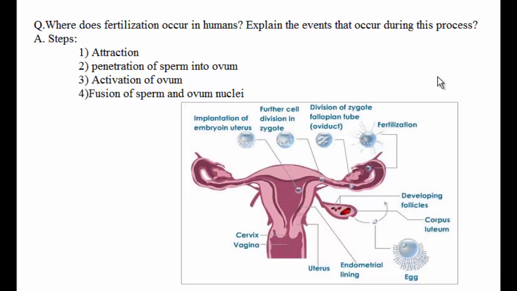The ova are formed in the ovaries. You can see in the figure, these are the ovaries, on both sides of the female reproductive system. The ovaries produce ova, which are released into the abdominal cavity through a process called ovulation. Basically, ovulation is the release of ova.